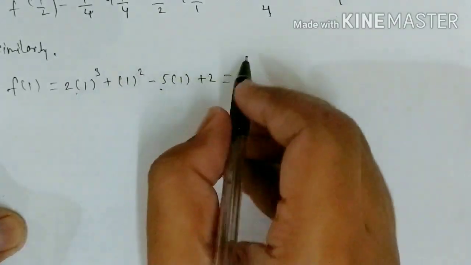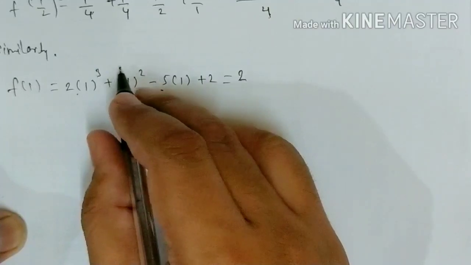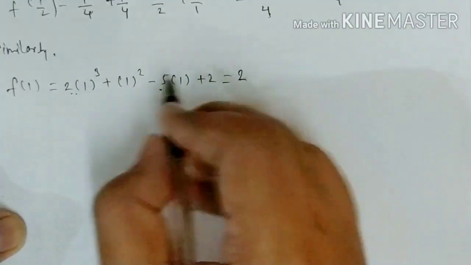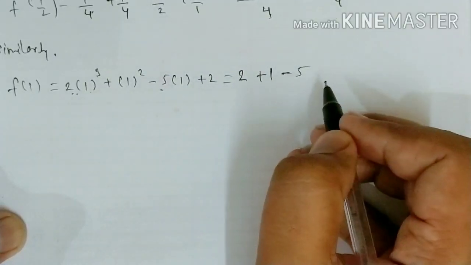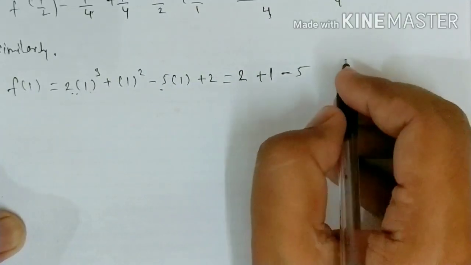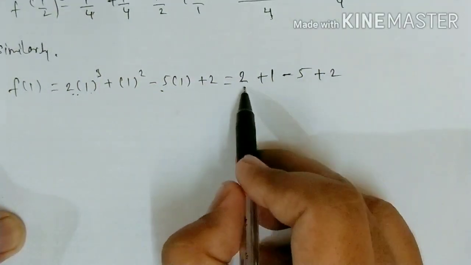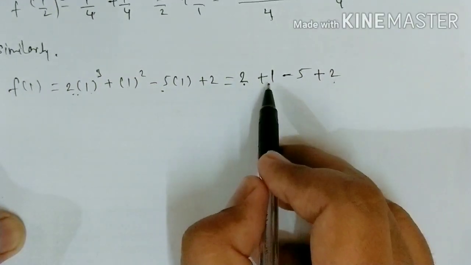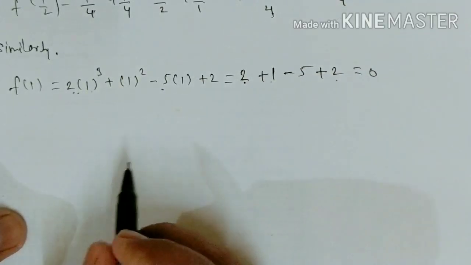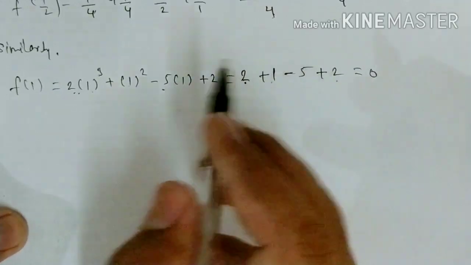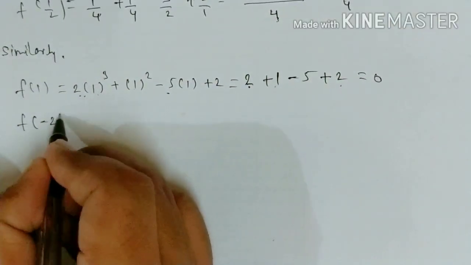Check. I am writing for you. 1 cube is 1. So 2 into 1 will be 2. 1 square is 1. 5 into minus 1, that is minus 5 plus 2. When you simplify it, check. 2 plus 2, 4. 4 plus 1, 5. 5 minus 5 is 0. So f of 1 is also 0. So next you will try for f of minus 2.